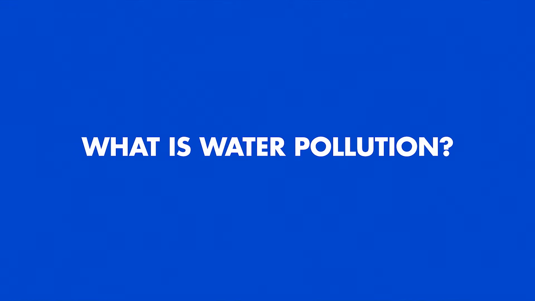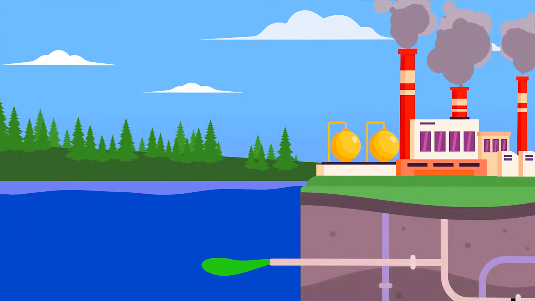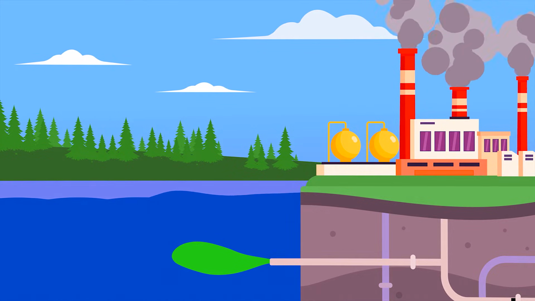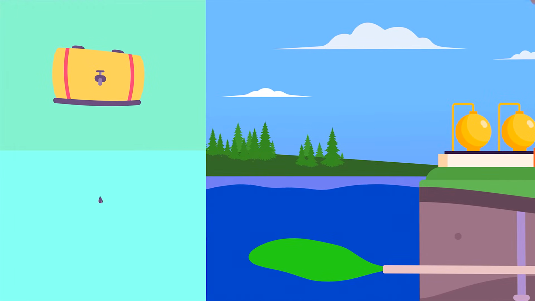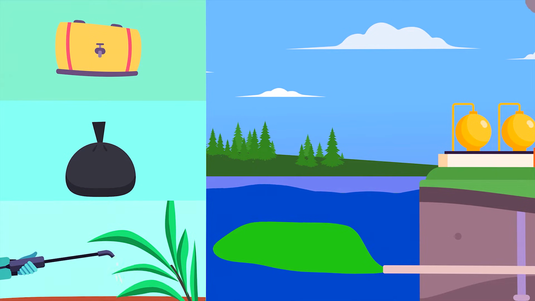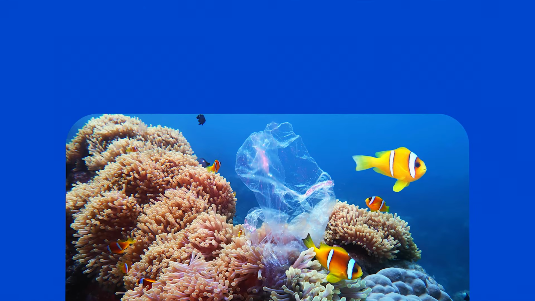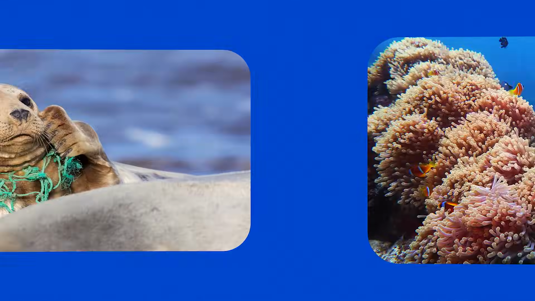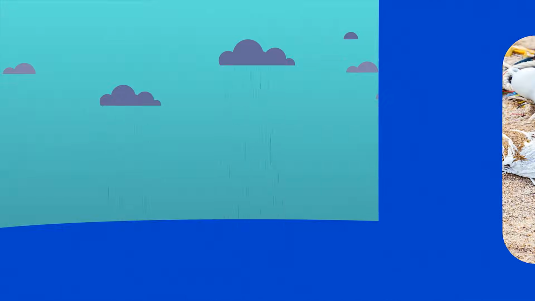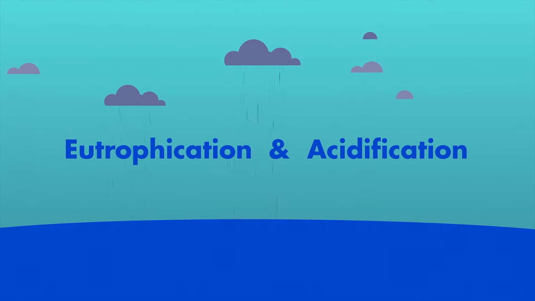What is water pollution? Water pollution occurs when contaminants are released into groundwater and water bodies, either intentionally or unintentionally. Contaminants can include things like oil and grease, yard waste, sediments, fertilizers, herbicides and pesticides, pet waste, toxic chemicals, and trash. These contaminants can result in harmful impacts on the living organisms that use or live in or near the water. Two major issues impacting water quality around the world are eutrophication and acidification.